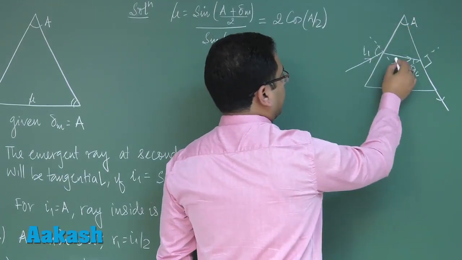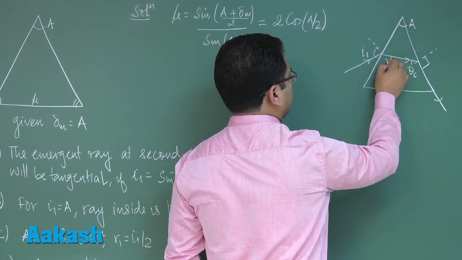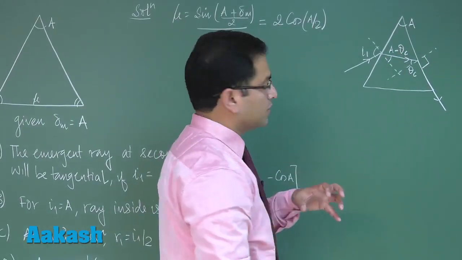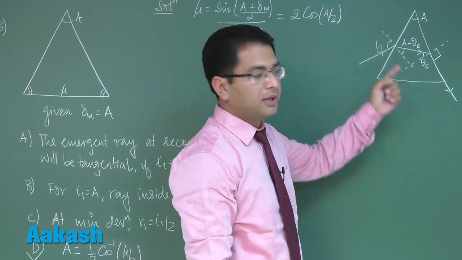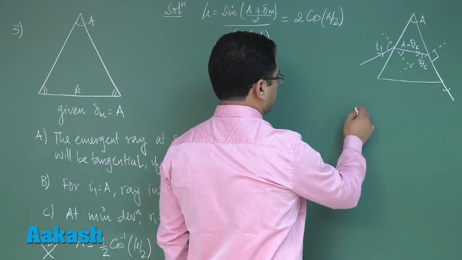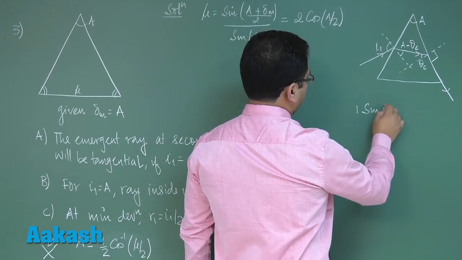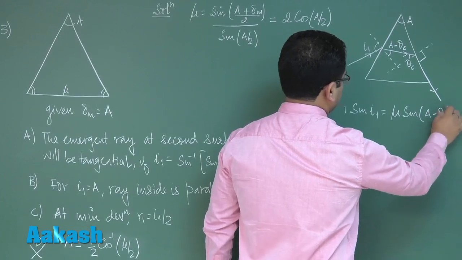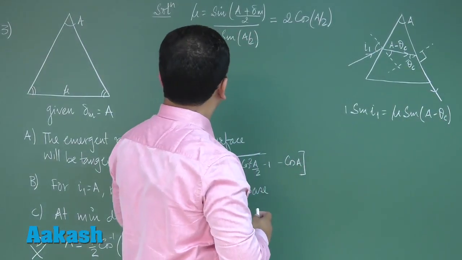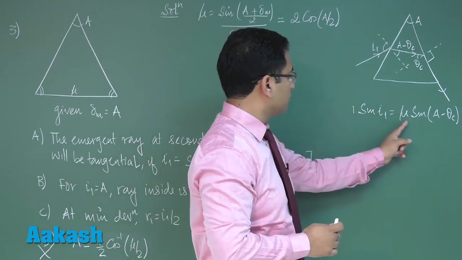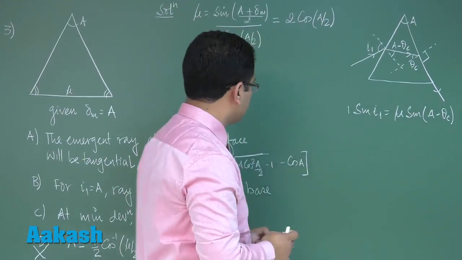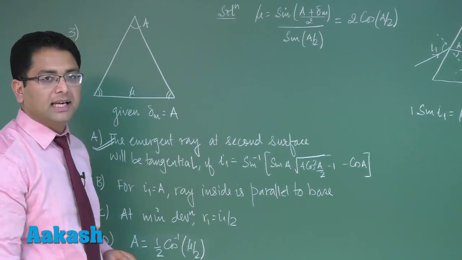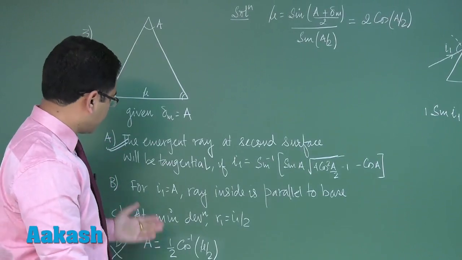This is A, and this plus this is equal to A, so that angle would be A minus theta c. Now all I have to do is apply Snell's law between these two angles, and that would be 1 sine I1 is mu sine (A minus theta c). No more concept beyond it. All you have to do is rope in the value of mu here and open up this expression, and when you solve it, that's a slight bit of trigonometry, you will get option number A to be correct.